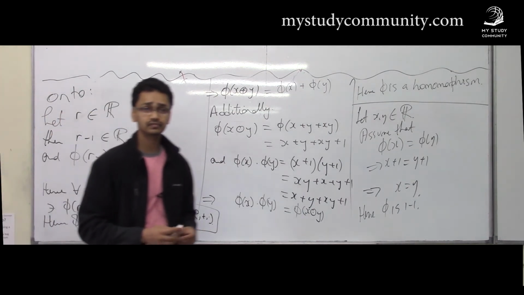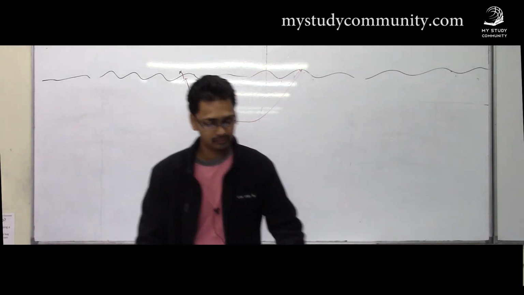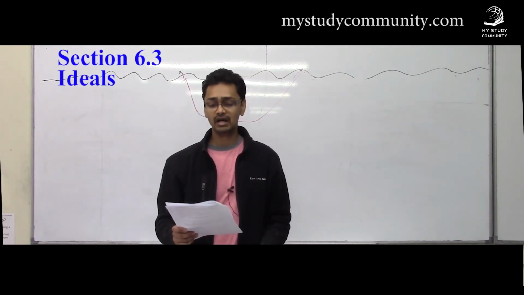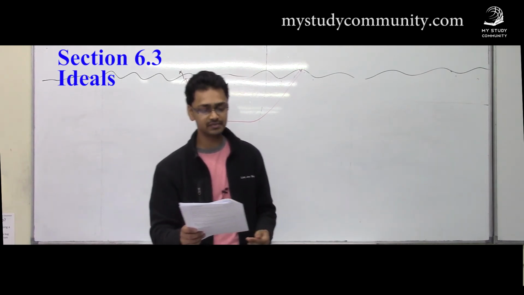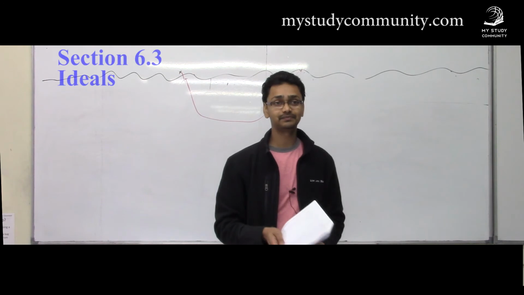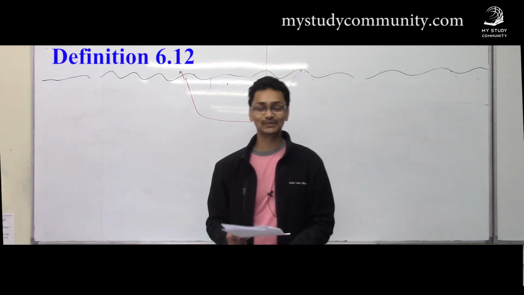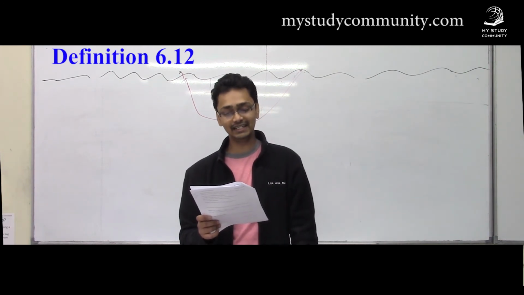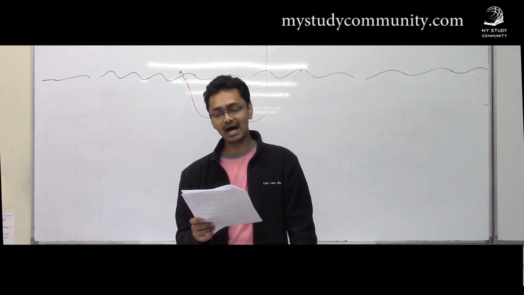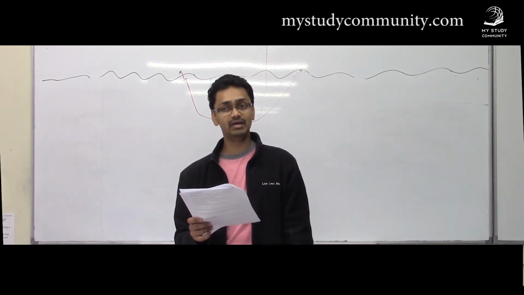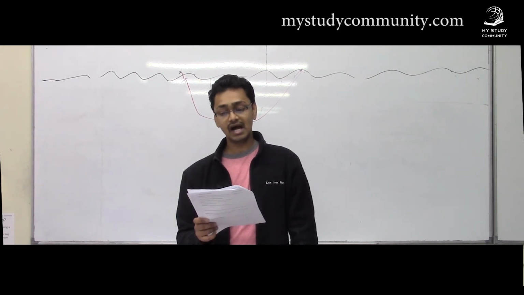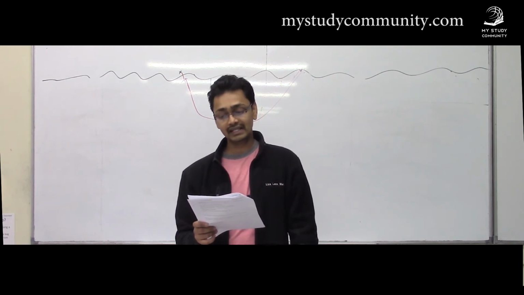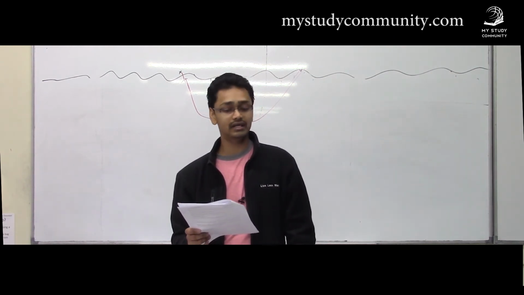Yes? Nice. Alright, nice. So now we're on ideals. Section 6.3, ideals and ring homomorphism. Now we're on definition 6.12. A subring I of a ring R is an ideal if whenever r is in R, so any element in the ring, and a is in I, so you have any element in the ideal, then the product a by r or r by a is in the ideal.